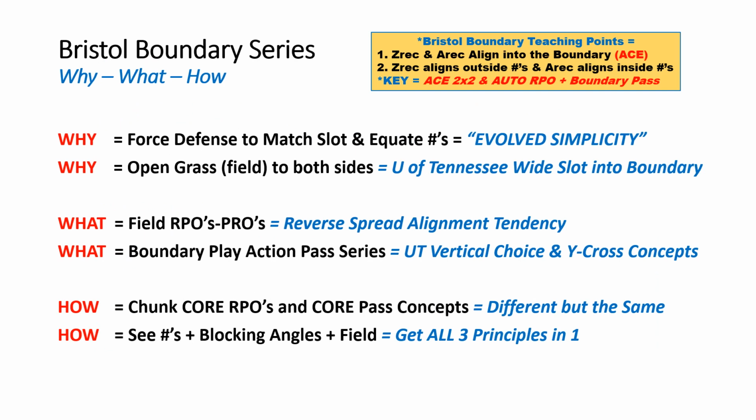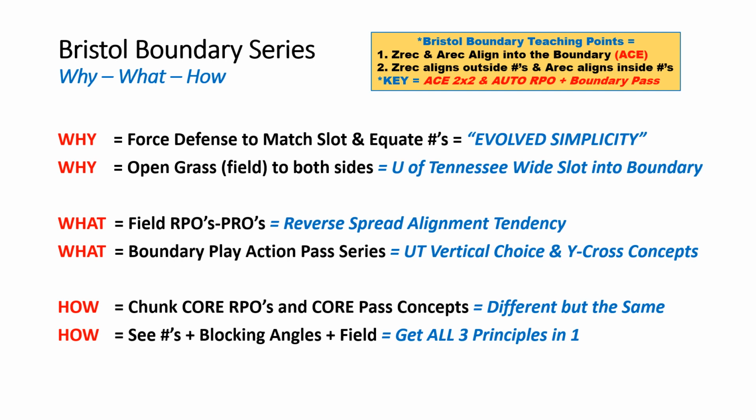So why are we doing this? It forces the defense to match your slot formation now into the boundary and equate numbers. Like I say, evolve simplicity. It also gives us open grass to both sides, both the field and the boundary. Again, what the University of Tennessee has done very successfully.